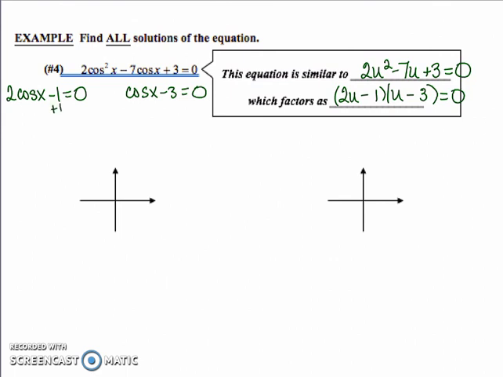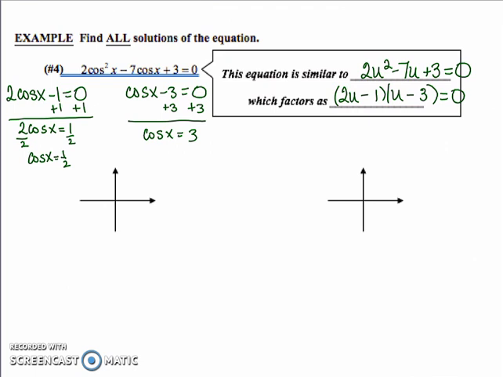So here I am going to add 1 to both sides. So I have 2 cos x equals 1. Divide by 2, and I get cosine x equals 1/2. My other equation, I add 3 to both sides, and I get cosine x equals 3.